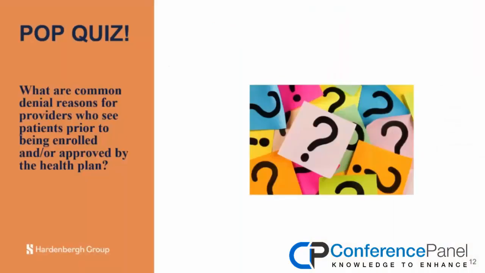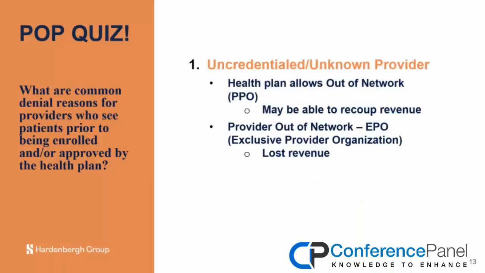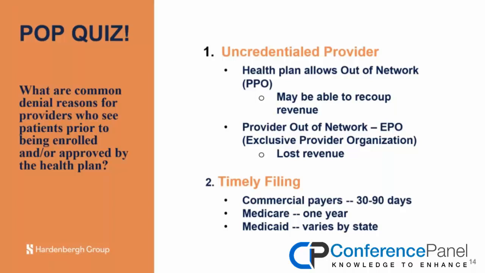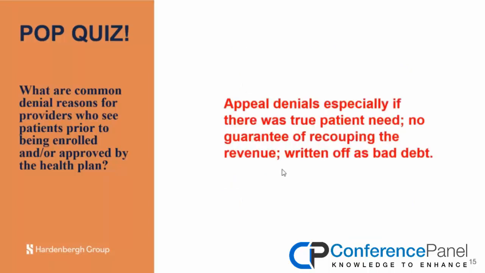Okay, so what are some common denial reasons for providers who see patients prior to being enrolled or approved by the health plan? And these are payor enrollment denial reasons. One of the ones that I see regularly is health plan, uncredentialed or unknown provider. Timely filing is another reason that we see. Timely filing occurs when the claim is submitted after the deadline set by the payor. You can always appeal the denial, especially if there was a true patient need.